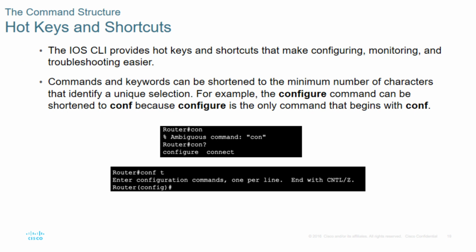Now hotkeys and shortcuts. The IOS CLI provides hotkeys and shortcuts that make configuring, monitoring, and troubleshooting easier. So commands and keywords can be shortened to the minimum number of characters that identify a unique selection. For example, the configure command can be shortened to conf, right? Because configure is the only command that begins with conf. So an even shorter version, just con, will not work because more than one command begins with con.